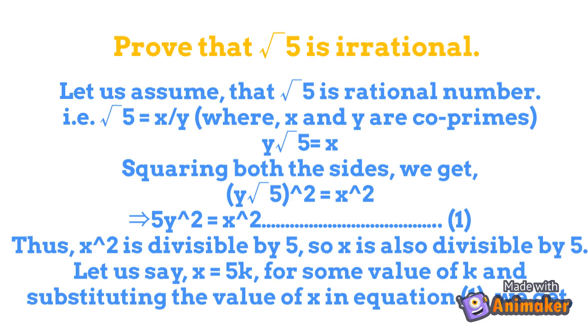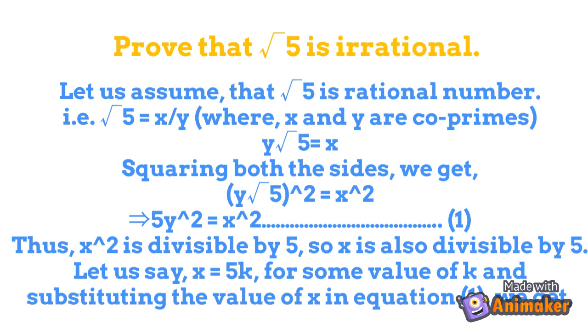So root 5 equals x by y, where x by y is the co-prime form of the rational number. After cross multiplication, we get y into root 5 equals x. Now squaring both sides, what do we get?